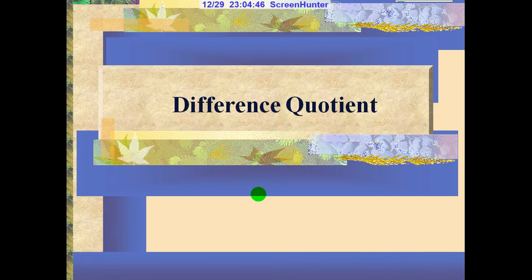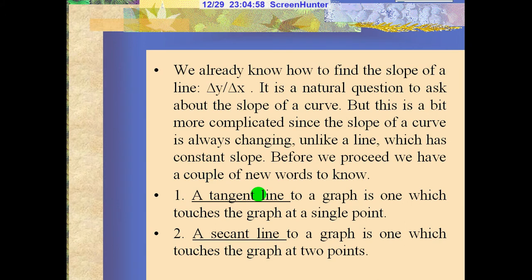In the previous lecture, we were discussing the concept of limit and continuity, and I hope you are now well aware of these two concepts. In this lecture, we will discuss difference quotient. We know how to find the slope of a straight line, but in the case of a non-linear function or a curve, it is a little bit complicated because the slope of the curve is always changing, unlike a straight line.